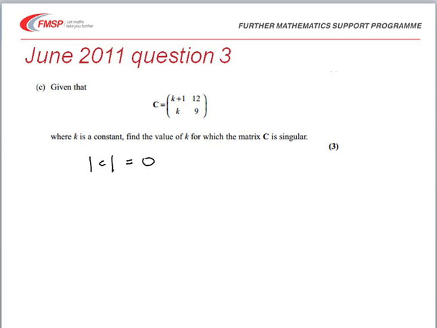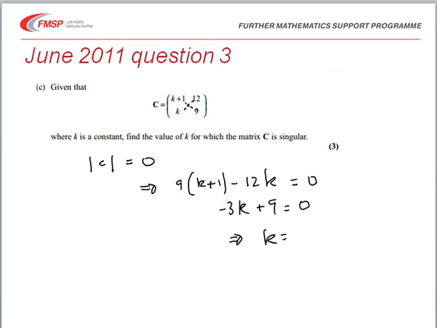So the determinant, remember, we calculate from multiplying the leading diagonal. So that's 9 multiplied by k plus 1, and subtracting from that the product of the other diagonal, 12 times k. So that must be equal to 0, and that's a fairly straightforward equation to give us minus 3k plus 9 is equal to 0, and therefore k is equal to 3.